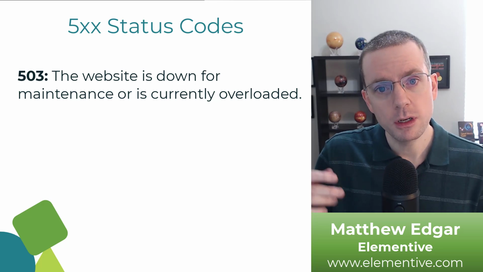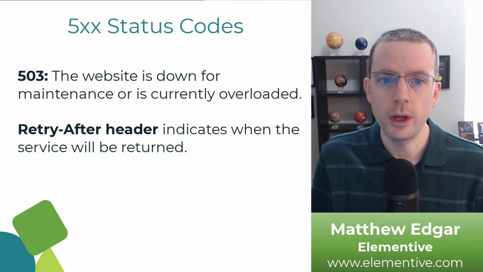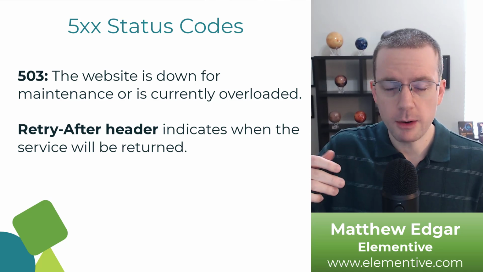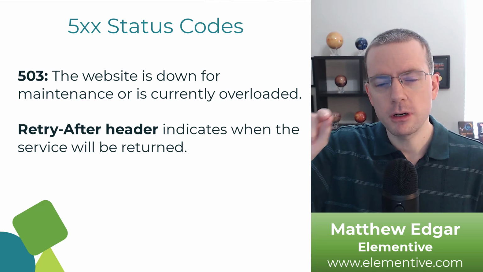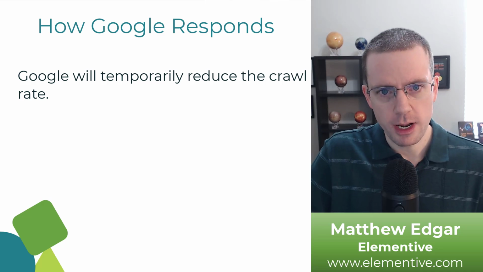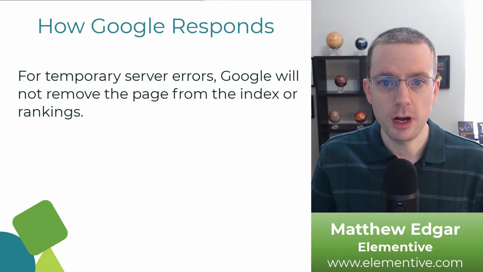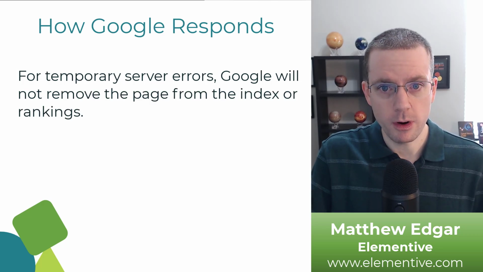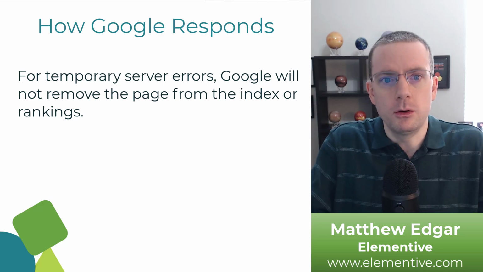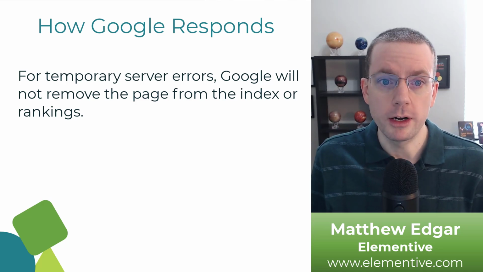Now with the 503, you can also return something called a Retry-After header. So a Retry-After header indicates when the service will be returned. So if the server is down for maintenance and you know it's going to be back up in 2 hours, you can state in the Retry-After the time that this will be back up. When Googlebot encounters a server error with a proper status code returned, it will temporarily reduce the crawl rate. And so long as the server error is only returned temporarily, Google will not remove the page from the index or the rankings. You have a window to work with where you can get your server back online, and Google is not going to penalize your website long term.